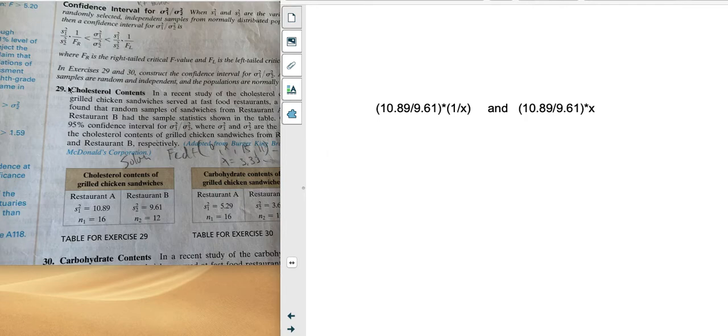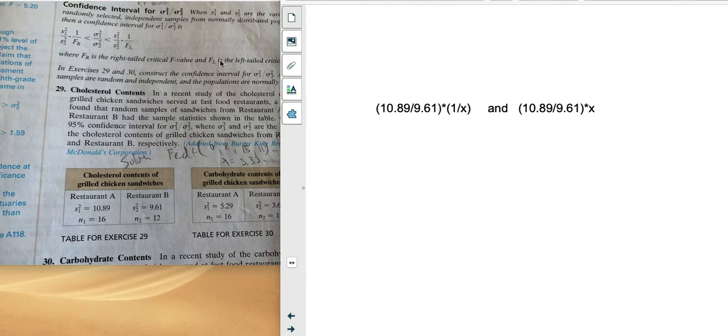All right, class, this is number 29. We're supposed to find a 95% confidence interval. This is the formula we're going to use. So already I have the variance of the first value, 10.89, divided by the variance of the second one, 9.61, times 1 over x, and then this variance divided by this variance again.